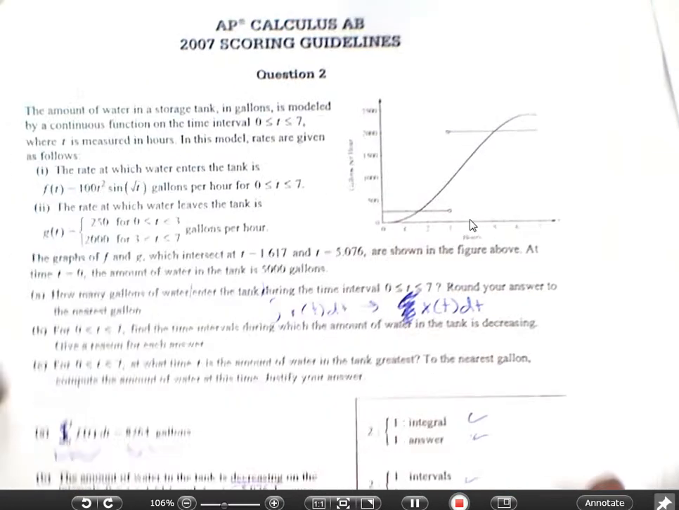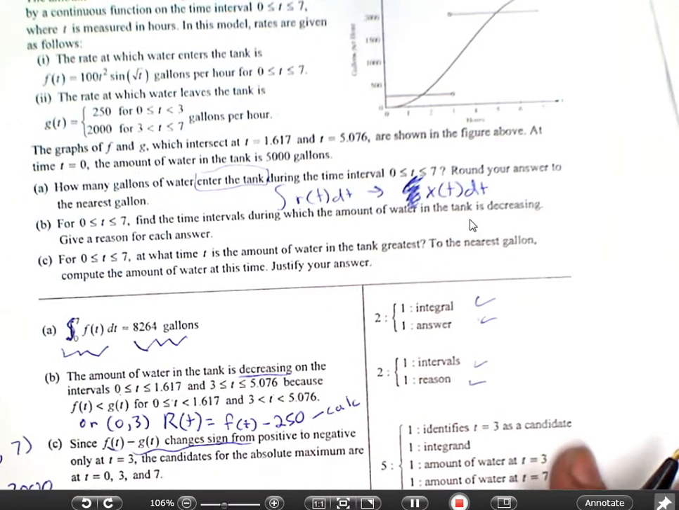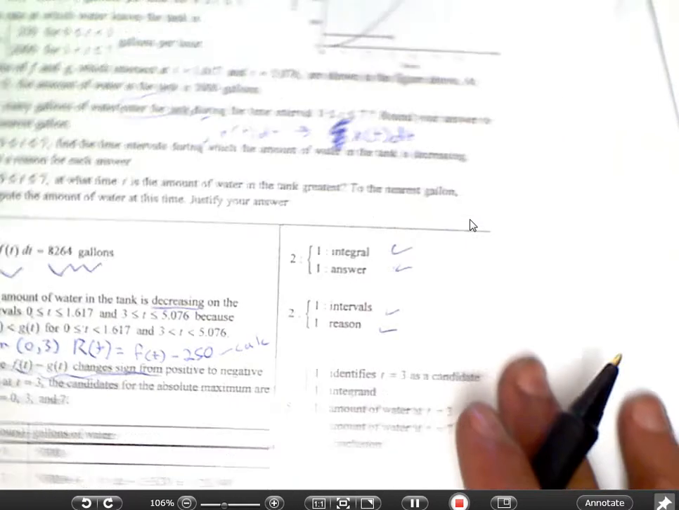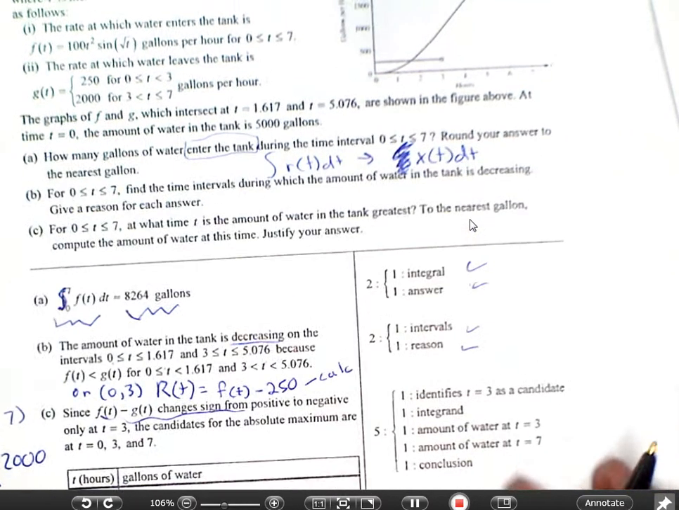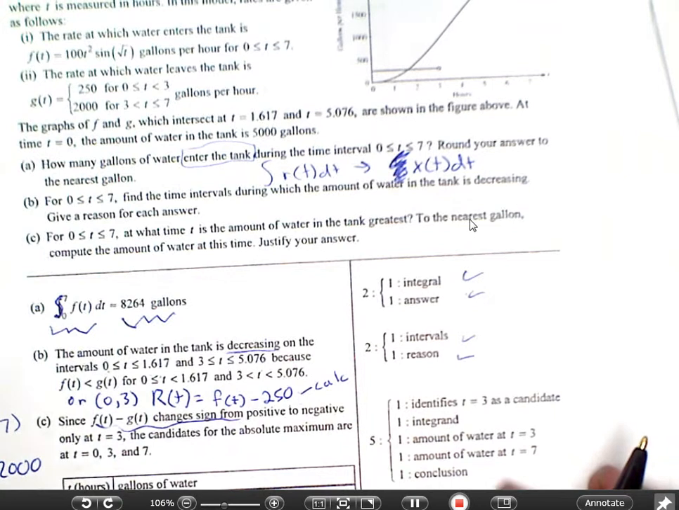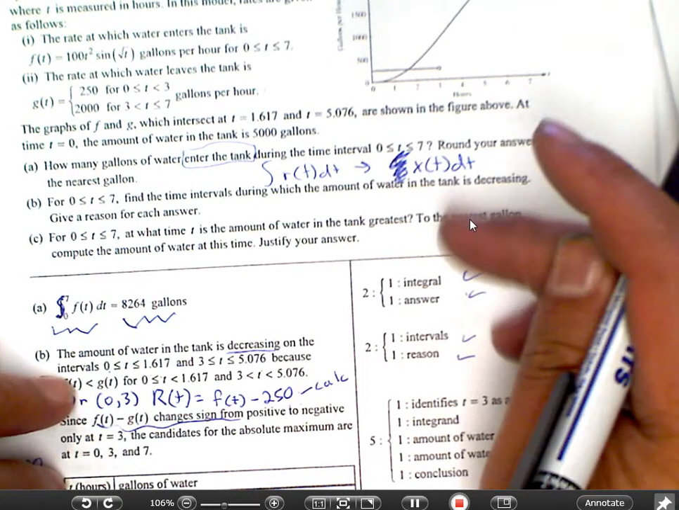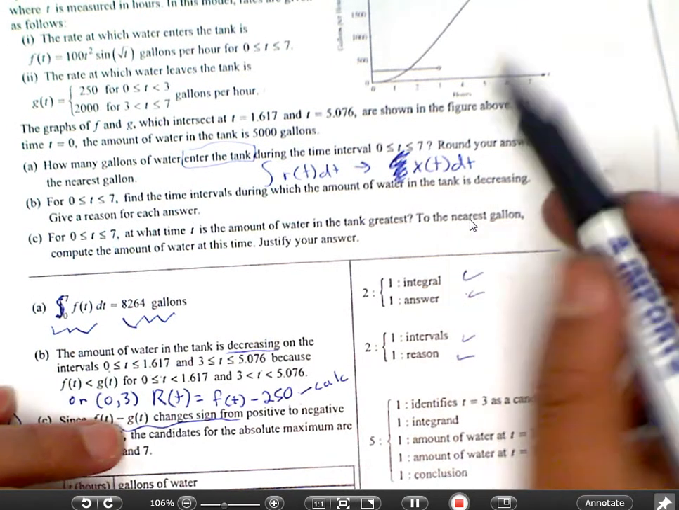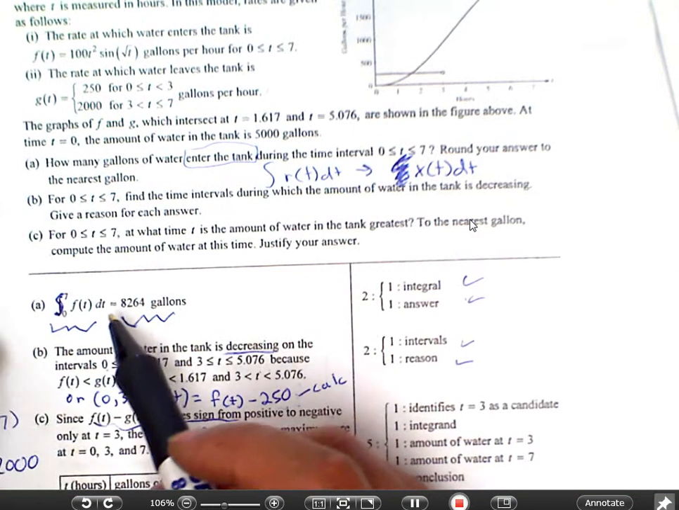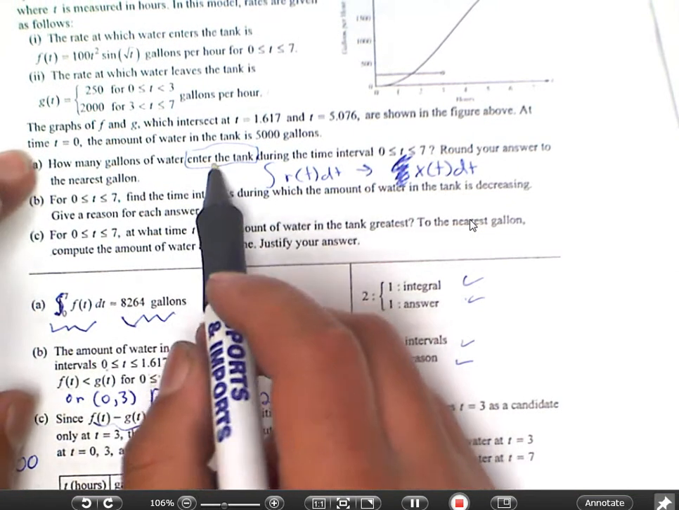Complicated problem now. Complicated problem. Alright, so I'm going to do a little explaining, a little just plain grading as we go. So, I'm not even looking at the graph. I don't really care about that. But, so, letter A, how many gallons of water enter the tank?